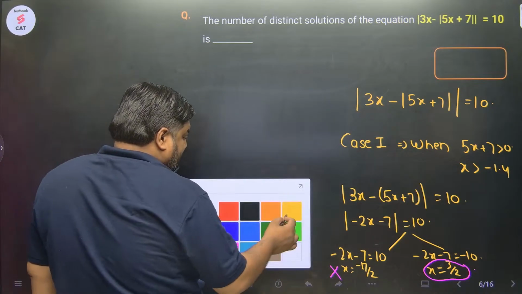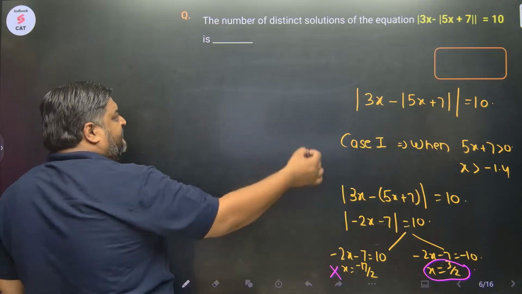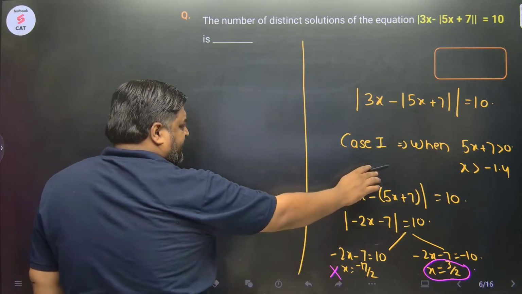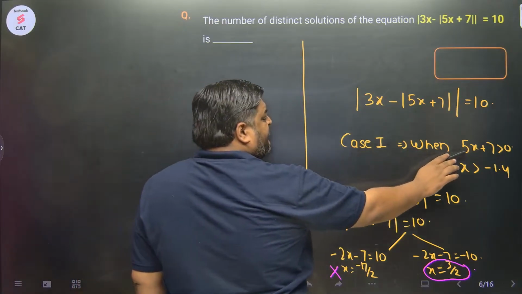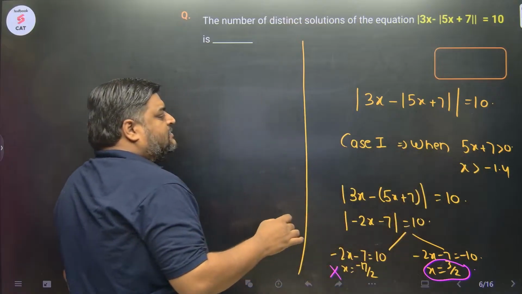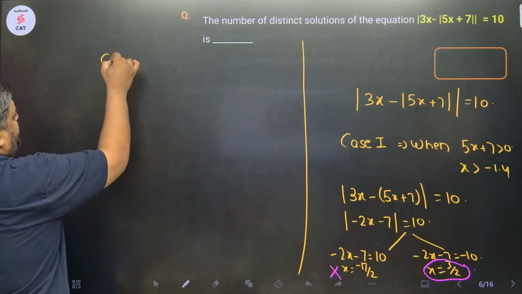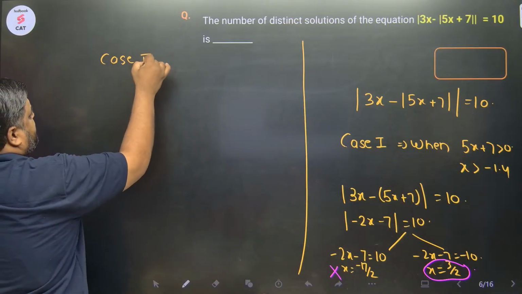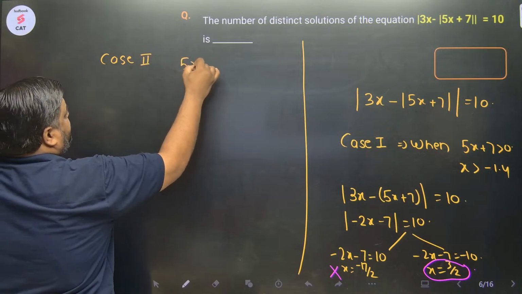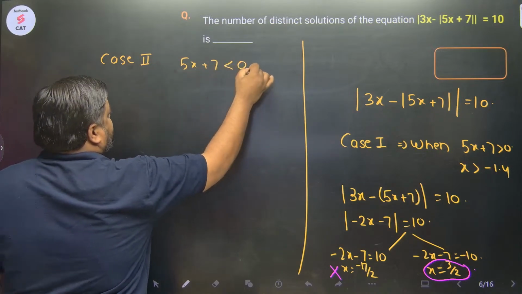Now, guys, you have to analyze, investigate the second case as well. Second case क्या है? Case 2 is when 5x plus 7 is less than 0.